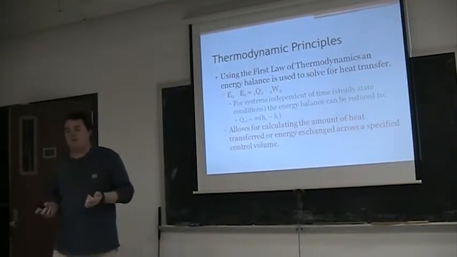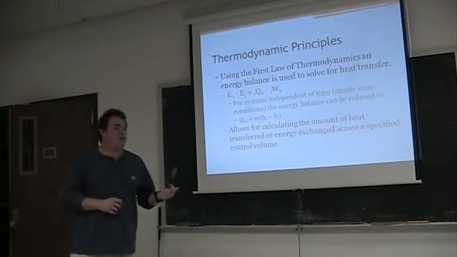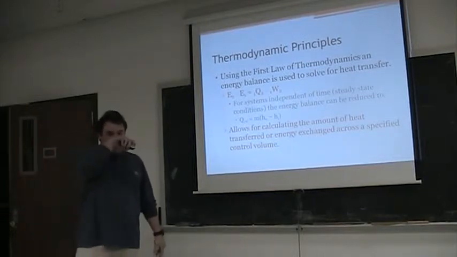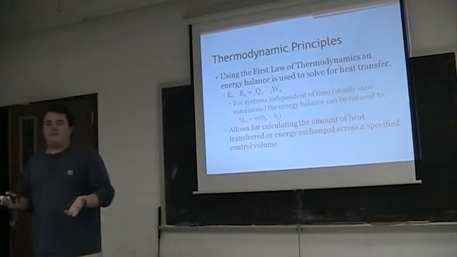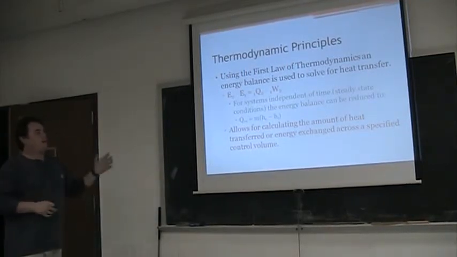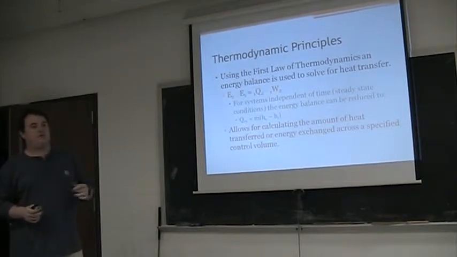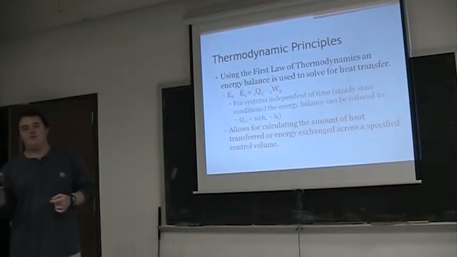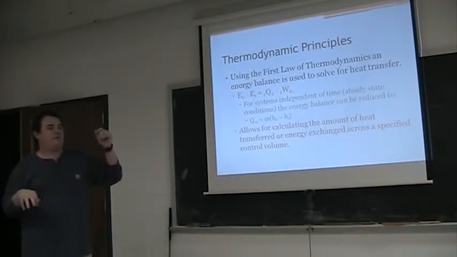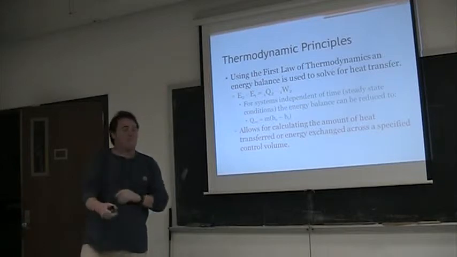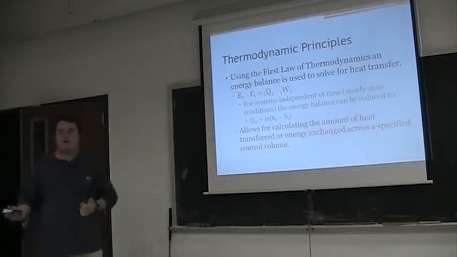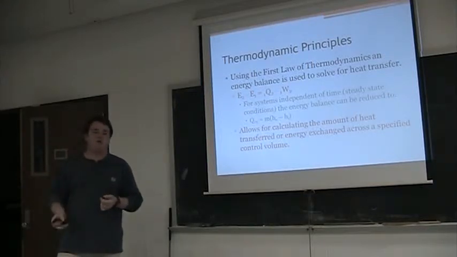Next, thermodynamic principles. Using the first law of thermodynamics, we can do an energy balance to solve for heat transfer. So we just do our typical first law energy balance, but we can see that our work goes out, and we can get that our heat transfer is equal to our mass flow rate times our enthalpy out minus our enthalpy in, or enthalpy of the exterior minus the enthalpy of the interior, rather. For this, it allows for the calculated amount of heat transfer or the energy exchange across the fluids.